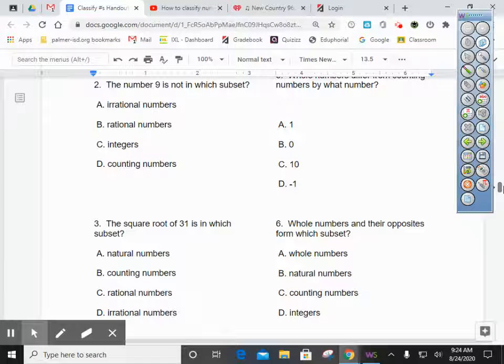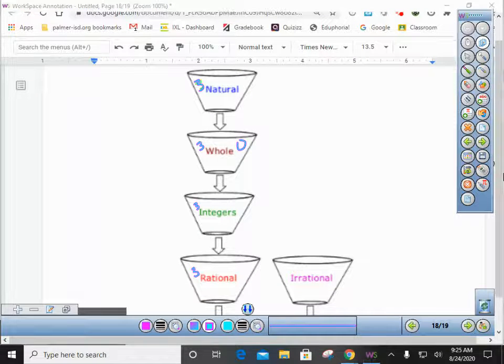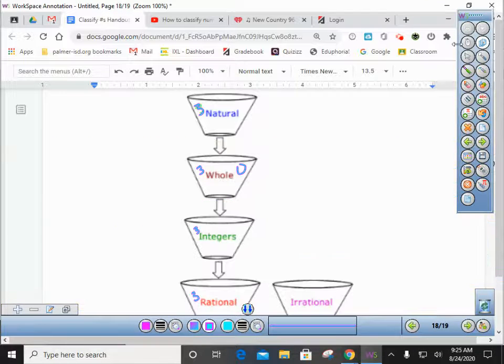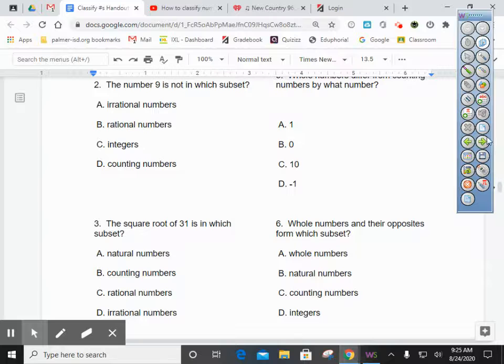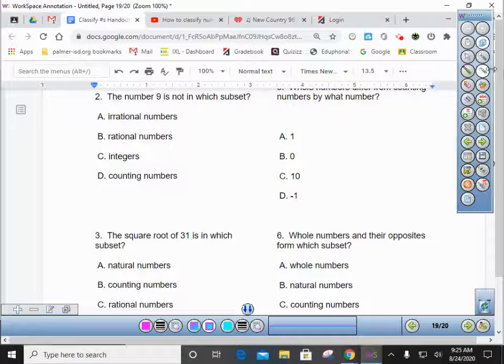Look at number 2. The number 9 is not in which subset? The number 9. So if you go back to here, where does number 9 go? In all of them. So tell me about the number 9. Is it not in which subset? Where does it not go? Irrational. Does everybody agree with that? That pencil sharpener works now. This one, that one does not. That one does. Brand new.